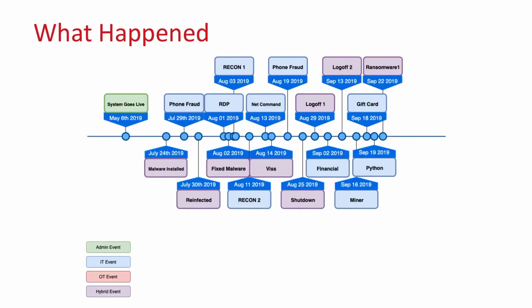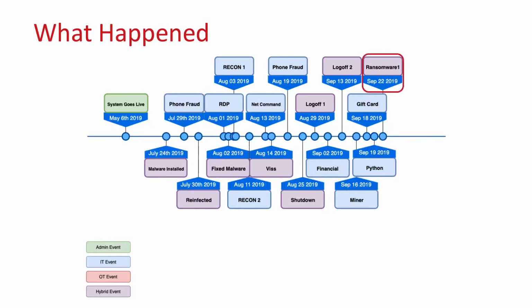Next, we had a bunch of minor things come up. We had some phone fraud, some people turning on RDP on our system, minor issues that we looked at but didn't really dive too deep into. There were also people who liked to log off of our system for whatever reason. They just didn't like us having a system online.